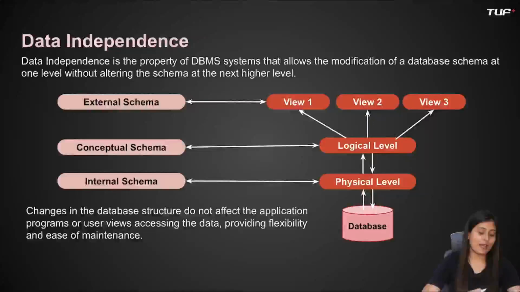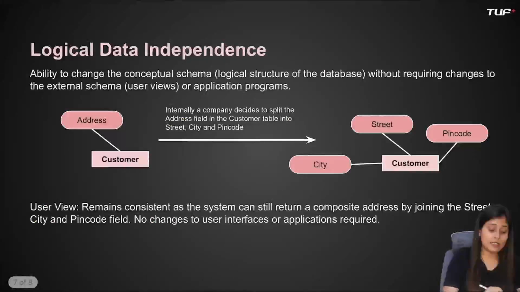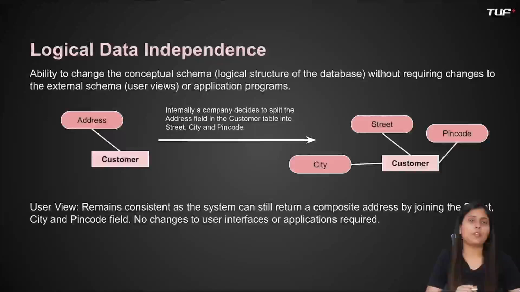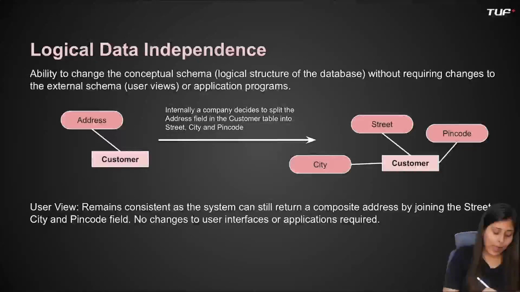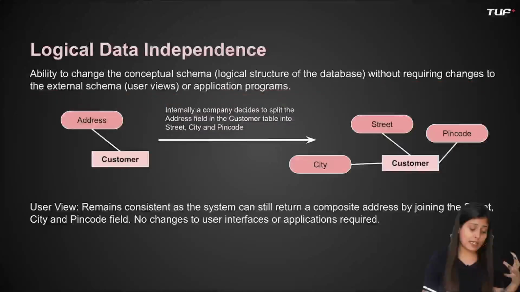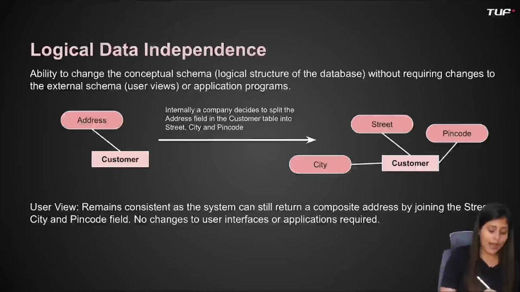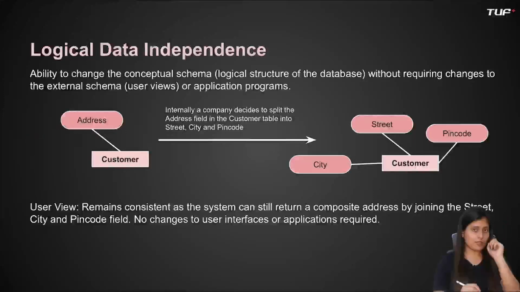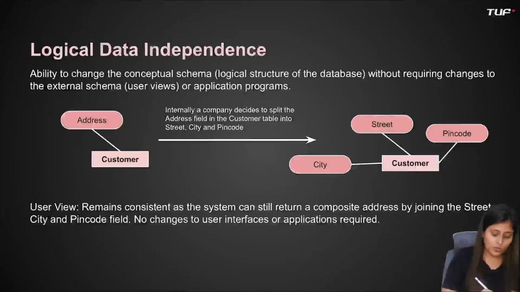Now how can we change it? Let's see. So the very first type of data independence is logical data independence. Let's suppose we have done some changes in the logical part. Is it going to change the view part for the user or not? Let's see. It is the ability to change the conceptual schema, the logical structure basically, without requiring changes to the external schema, that is, the user view or application program. So let's suppose here we have an address attribute. You know that address consists of street, pin code, city, state, and all those things, right?